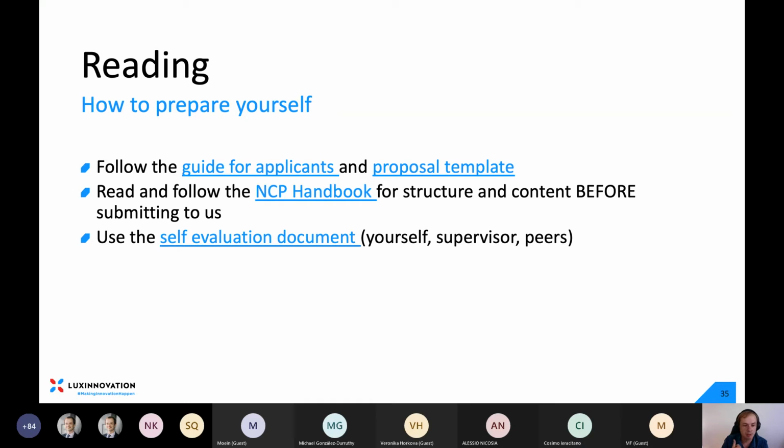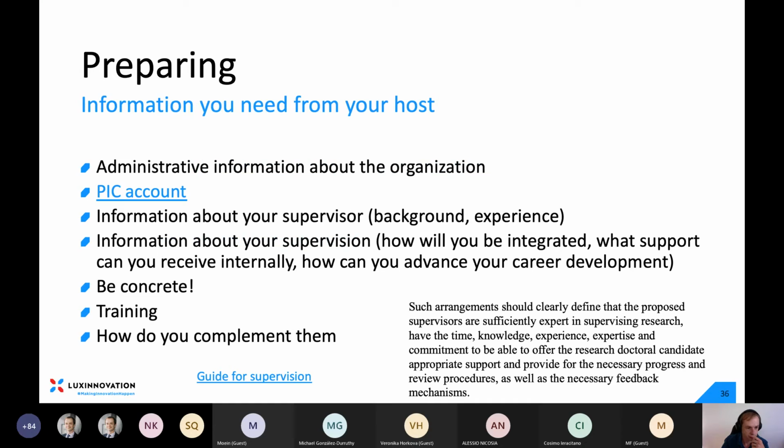And then you can use this self-evaluation document. You can use it yourself. You can give it to your supervisor, to your peers, to whatever, people that can give you feedback, constructive feedback. How do you prepare yourself, and how do you interact? What is the information you need from your host? That's important, because you shouldn't wait with this till the very end.